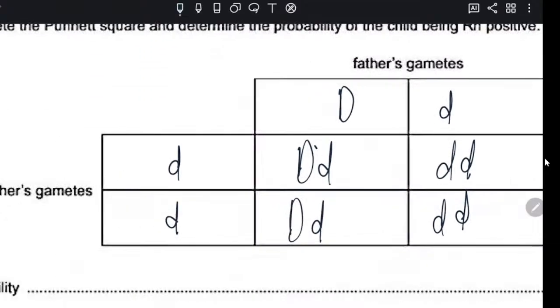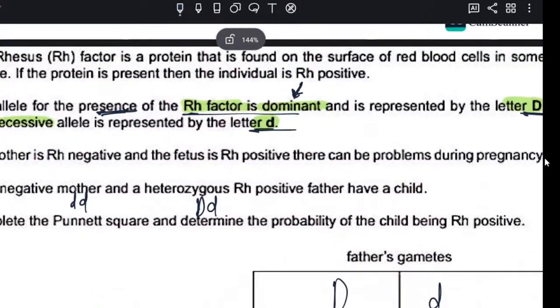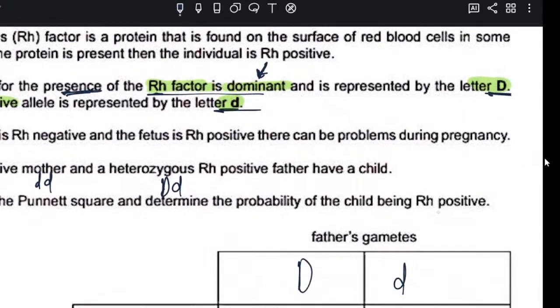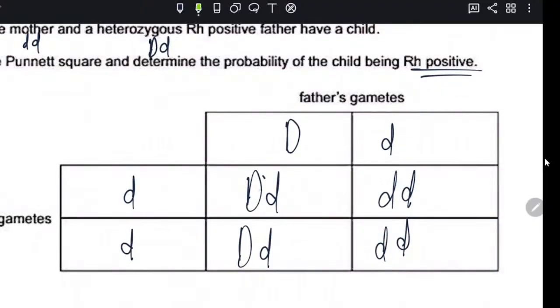Now what do they have? Let's see the probability. They said find the probability of the child being RH positive. If the child is RH positive, that means they have the capital one. And the probability is 2 in 4, or 50%.